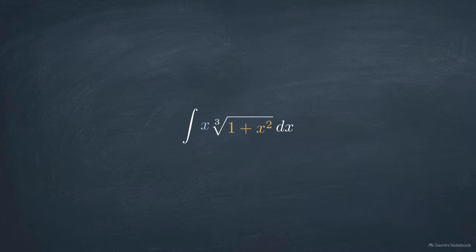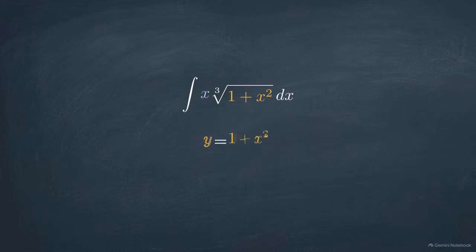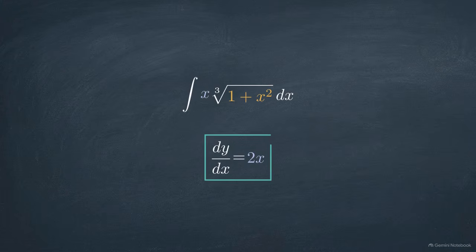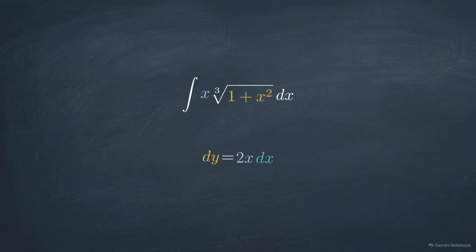We can extract that inner function and define it as a new variable, y. If y equals 1 plus x squared, its derivative is 2x. Notice how close 2x is to the isolated x in our original problem. Now we hit the mechanical step, where errors frequently happen. We must rearrange this derivative equation to solve specifically for dx. Multiplying both sides by dx and dividing by 2x yields a new equation. Dx equals 1 over 2x dy.